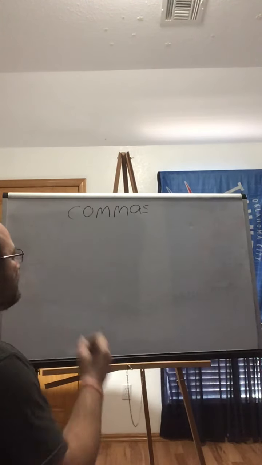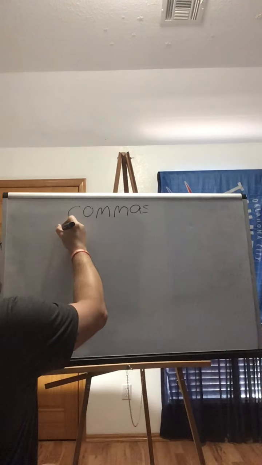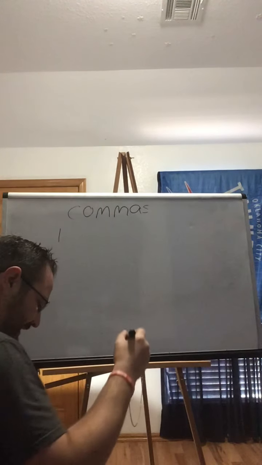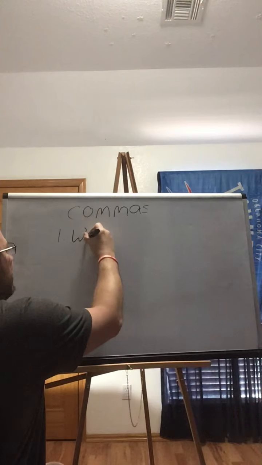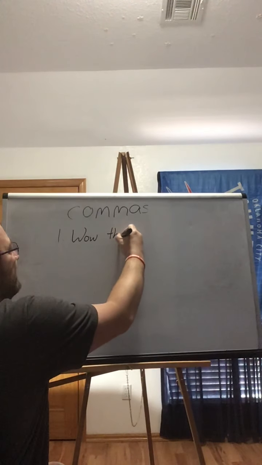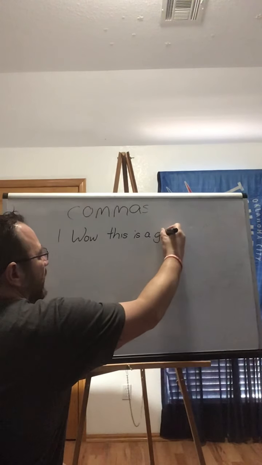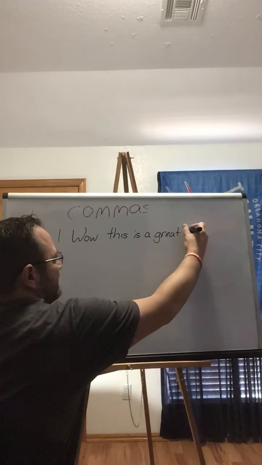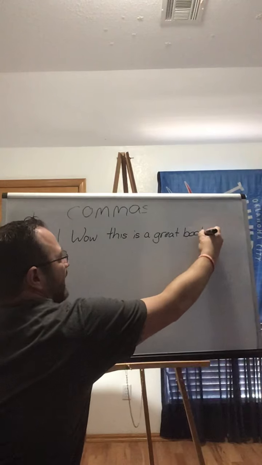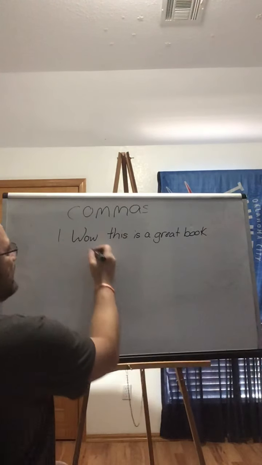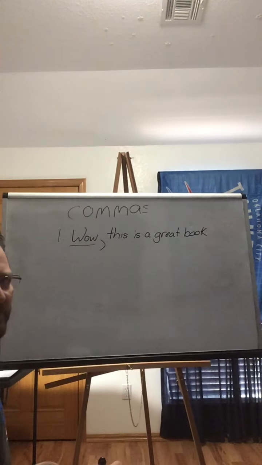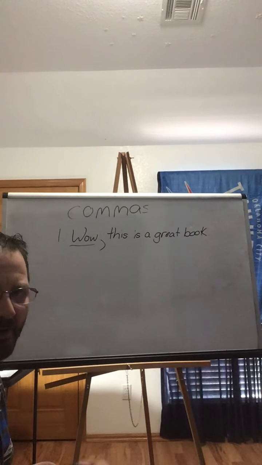It says an introductory word would be something like this. Wow. The number one would be like, wow, this is a great book. So wow would be my introductory word. This is a great book. And then I go ahead and obviously put my period there. So wow is my introductory word, and my comma goes after wow.